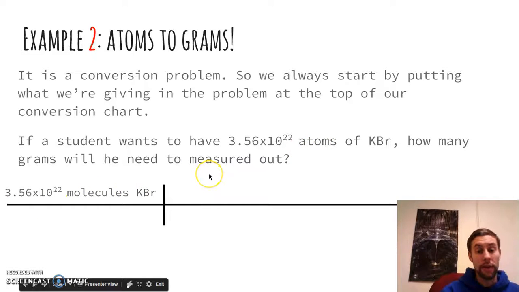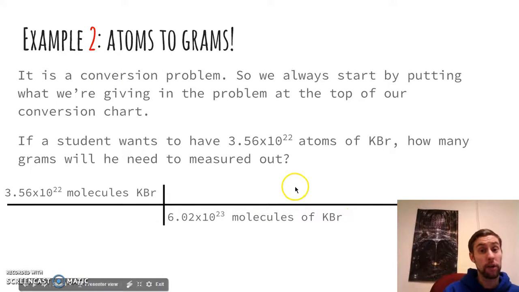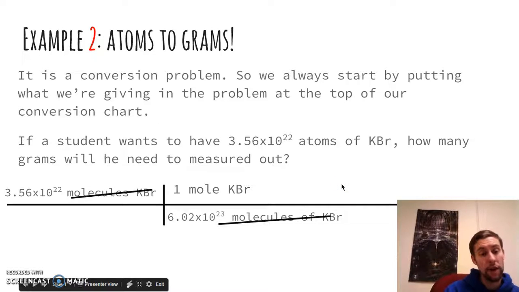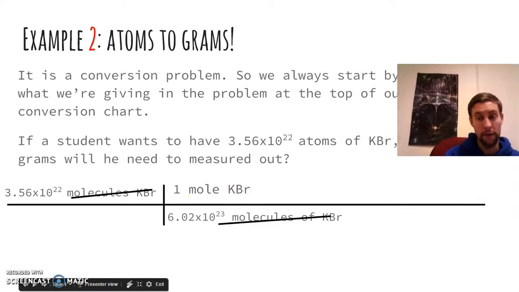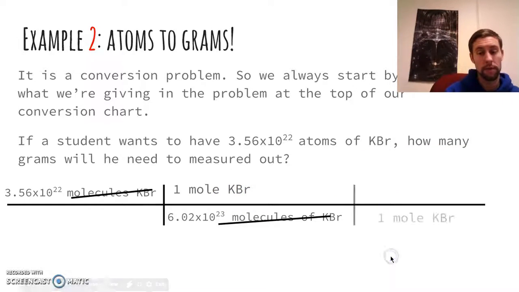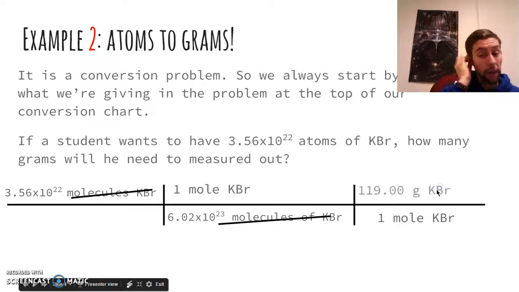Molecules of KBr, we need to cancel that whole unit. So molecules of KBr is going to come down here. We can turn molecules of anything into moles, so moles of KBr will be on top. Our molecules of KBr need to cancel. Now we're in moles, but look at our question. We don't want moles, we want grams. So moles must cancel, which means it's going down to the bottom right of our conversion chart. Moles of KBr cancels. We're going to turn it into grams.